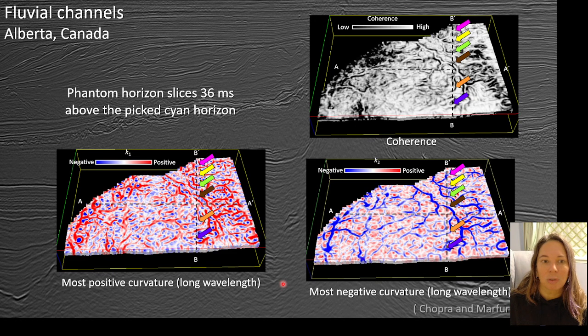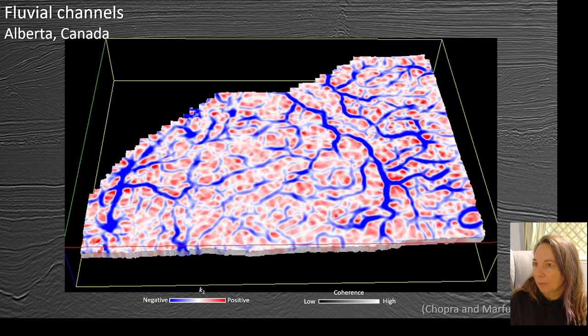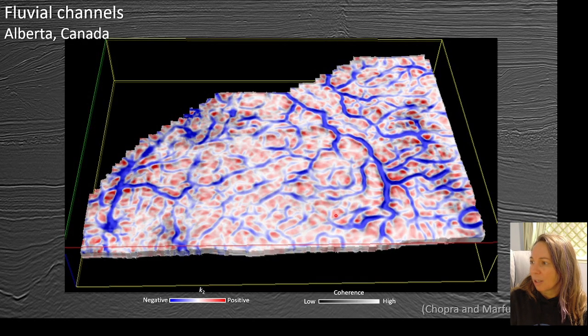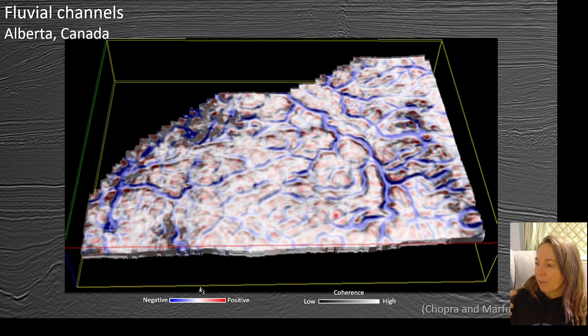And so the curvature really works because of the compaction in these channels. So the negative curvature shown on this side is helping delineate the thalwegs and the channel axes. And so we could combine those images together and do a little animation where we move from the curvature to the coherence. So you can see that differential compaction, particularly here, when we co-render those two attributes together, and we can see on the negative curvature the channel axes.